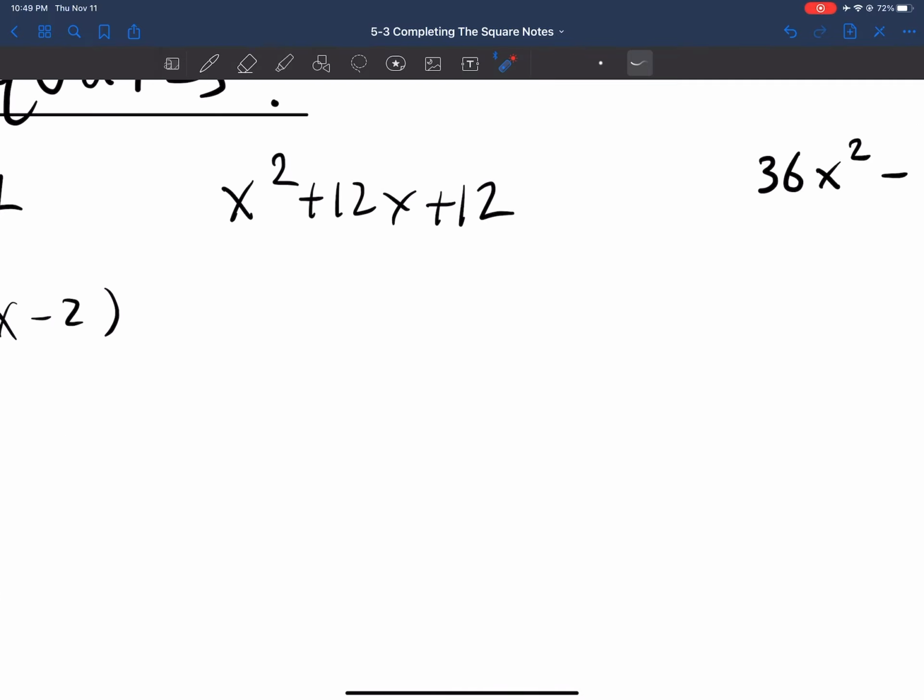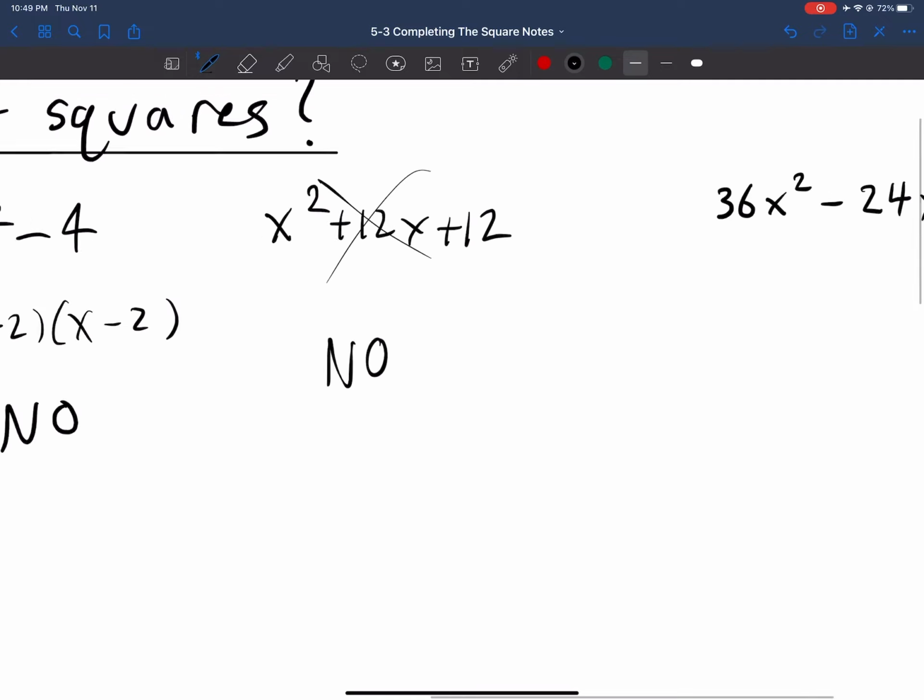X squared plus 12x plus 12. X squared is a perfect square. 12 is not. I can immediately stop here. This is not a perfect square. Looking at it, it's not even factorable either.